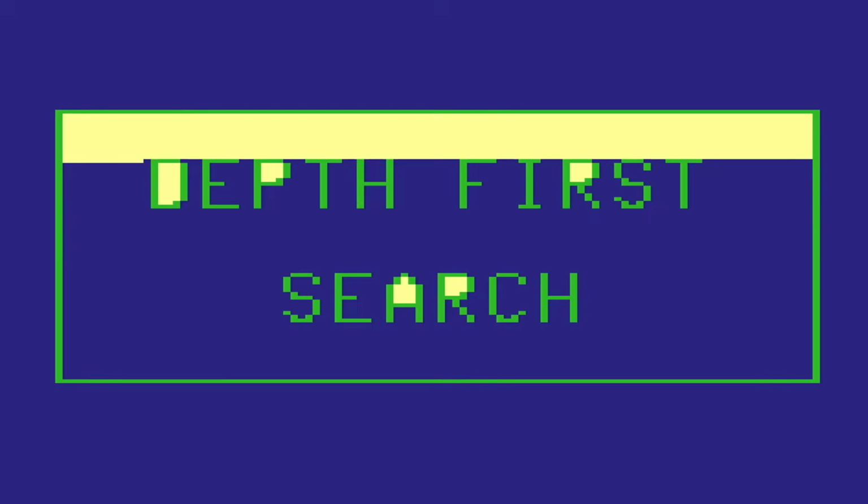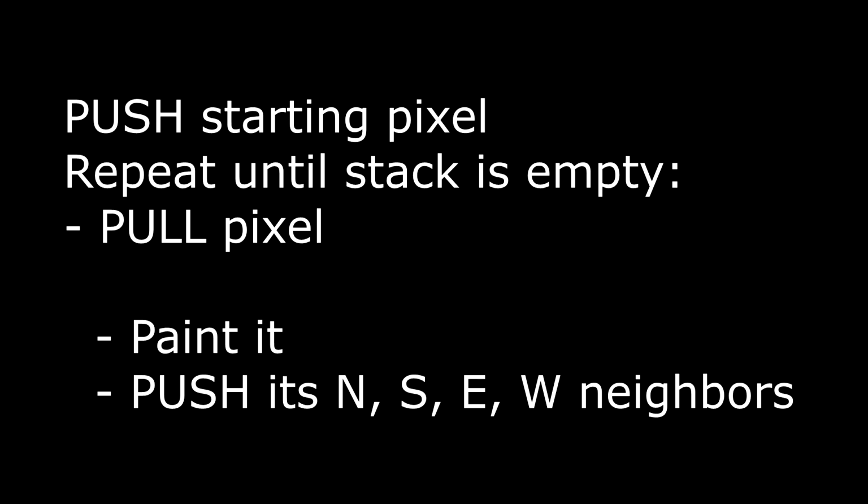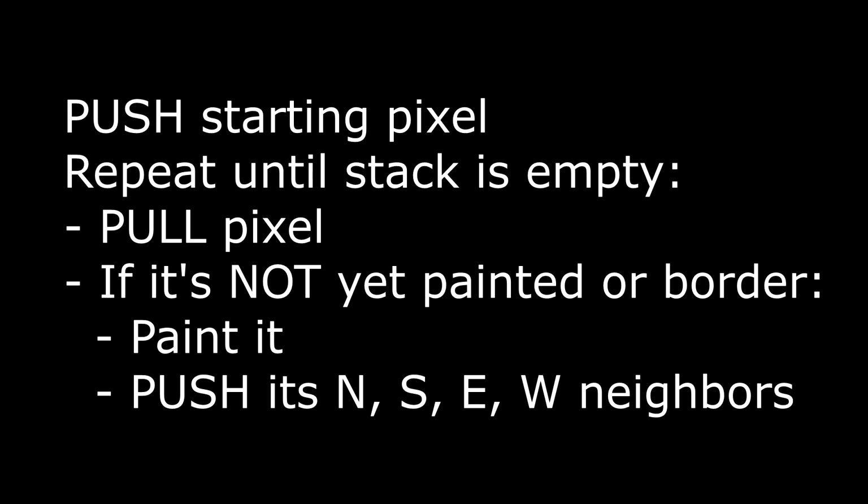I mentioned before that there's a much simpler approach they could have used called depth first search. In fact, it's so simple, I can describe it in just a few steps. Add the starting pixel to your stack. Then continuously pull a pixel off the stack, paint it, and then push the 4 pixels around it back onto the stack. Repeat. Just be careful that if you pull a pixel off the stack that you already painted, or that is the border color, ignore it and don't add any of its neighbors to the stack. That's it. That's the whole thing.